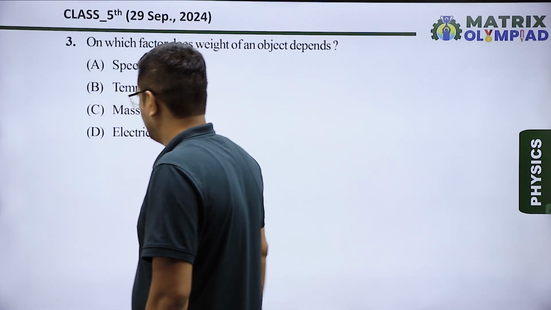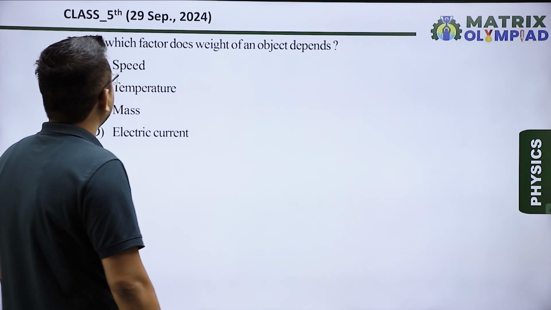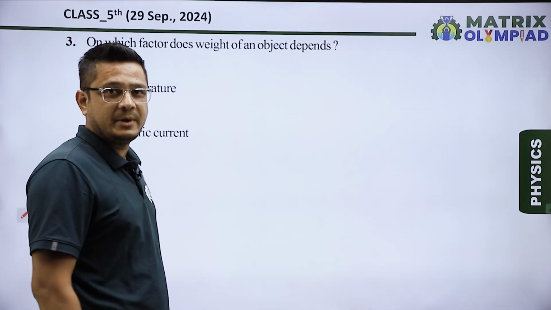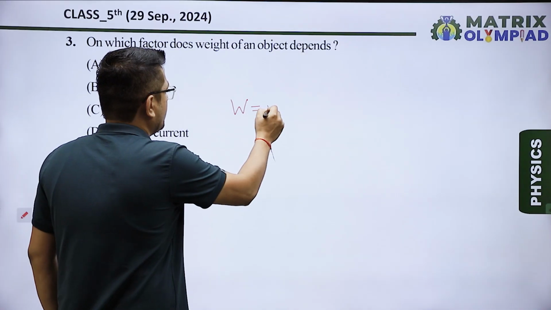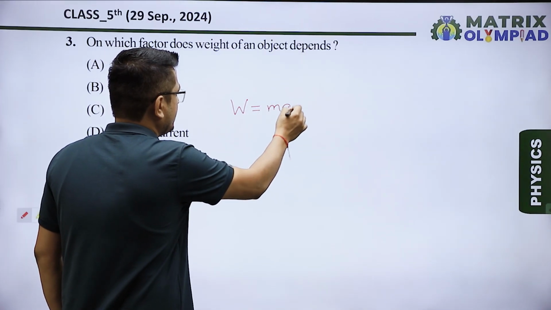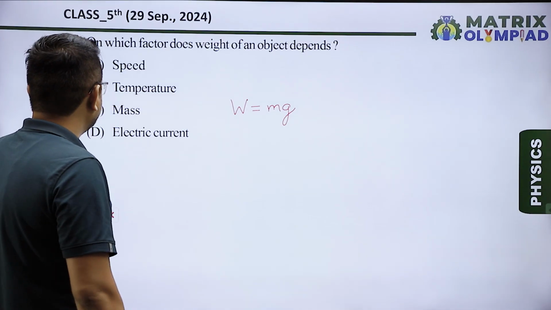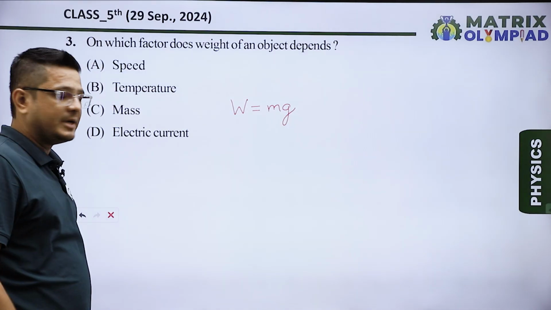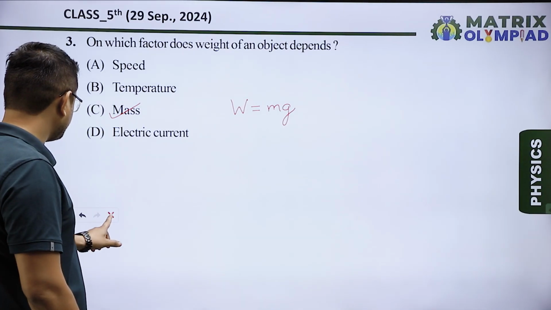Next question. Question number 3. In question number 3, it is asked on which factor does the weight of an object depends. So we know that weight is equal to mass of body multiplied by gravitational acceleration. So out of these 4 options, we can see the weight of object depends on mass. So correct answer is option C.